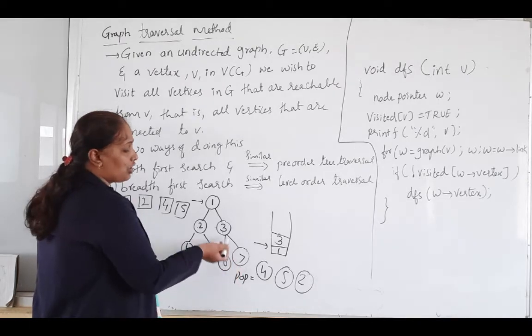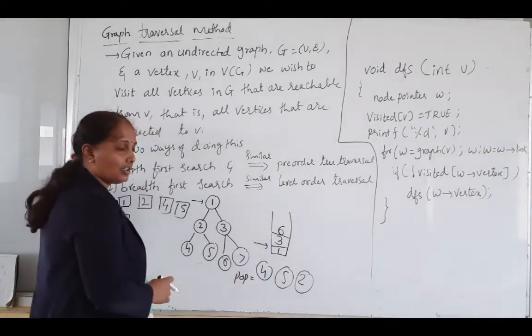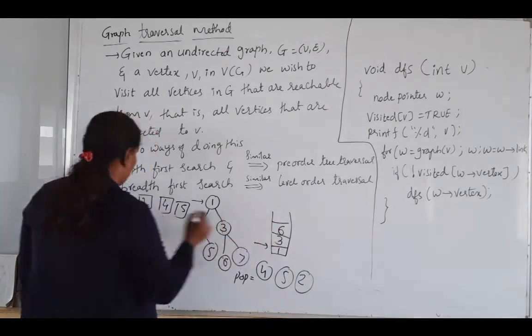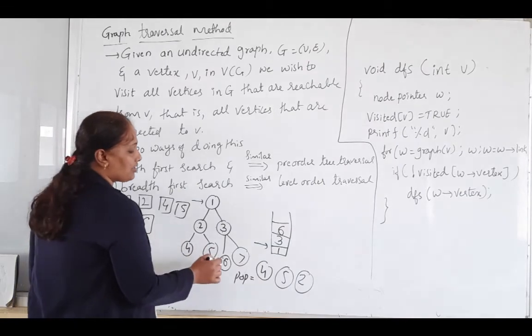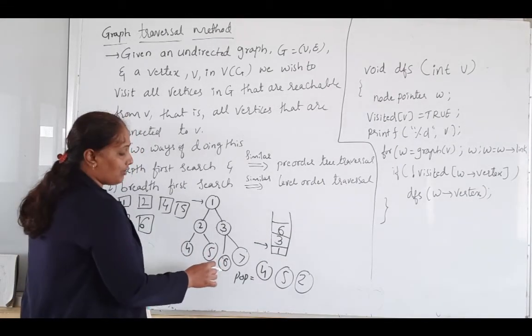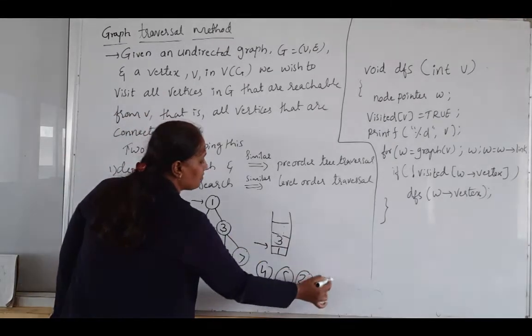6 and 7 are there. Which one are you going to visit first? 6, because it comes first in order. Once I visit that, I will make an entry of that in the push list. Next, what are the other connected vertices to this 6? See, there are no vertices, so I am going to pop this from the stack.